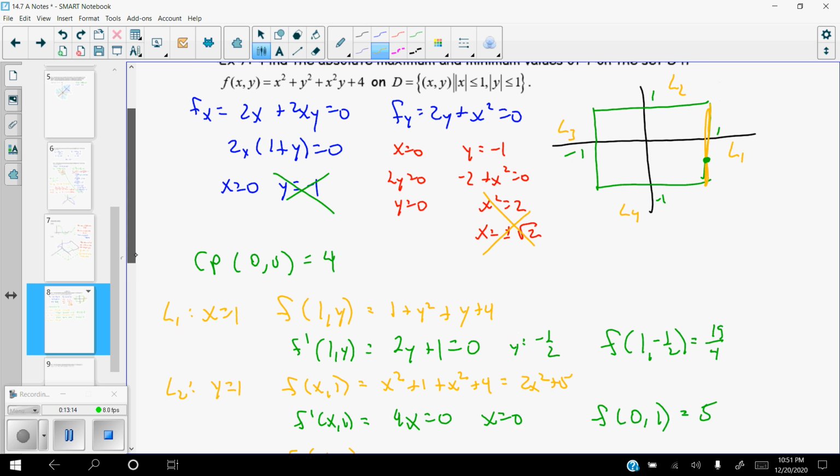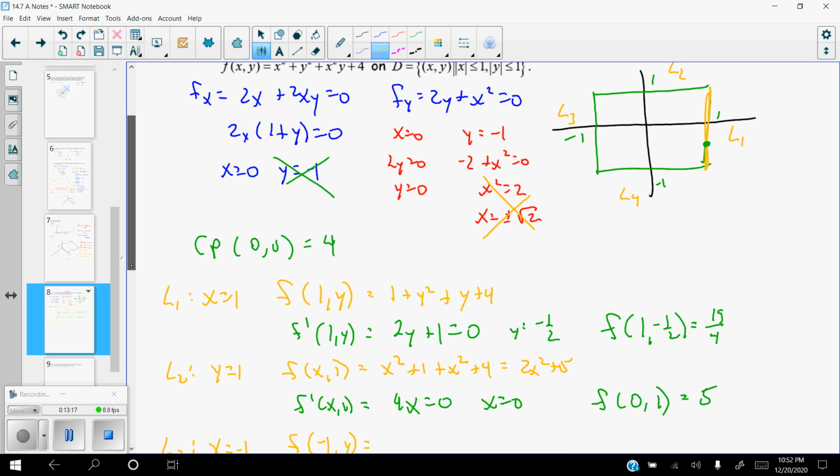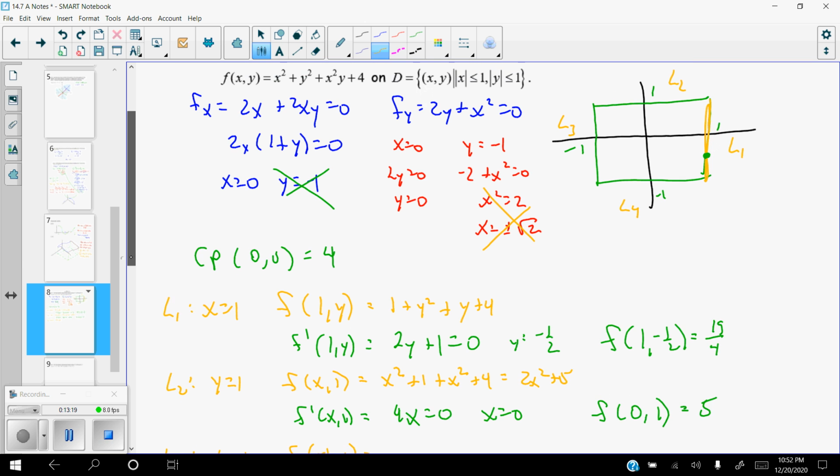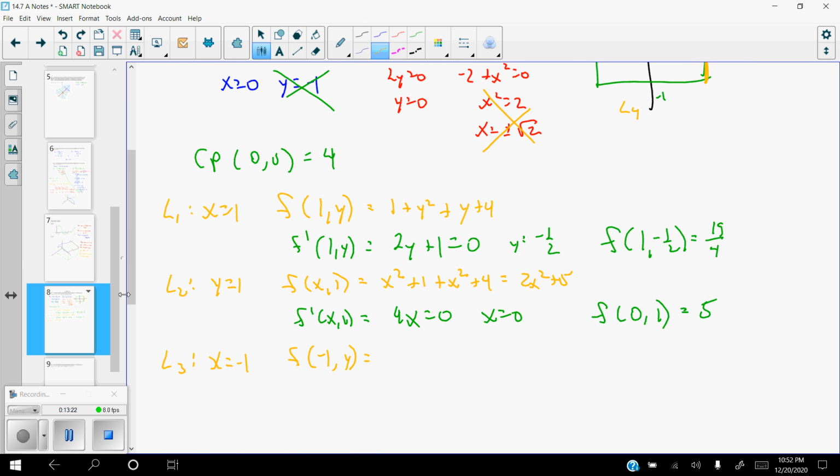If we plug negative 1 back into the original, I'm trying to squeeze this all on here, I'm not going to be able to. Plugging negative 1 back into the original is going to give us, I believe, 1 plus y squared, because then you have x squared, so that's positive 1, y plus 4. I'm not really worried about combining the constants because when I take the derivative, they're going to go away. So f prime of (negative 1, y) is going to be 2y plus 1. Setting that equal to 0, we get that y equals negative 1/2.